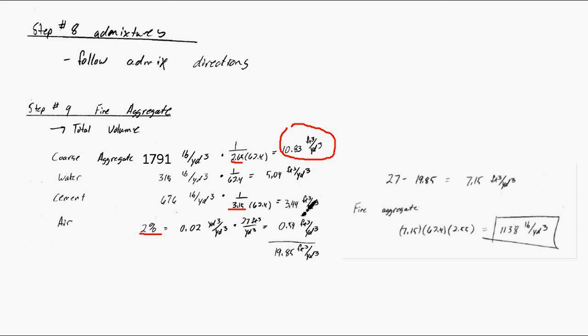We add all of these volumes per volume up and get 19.85 feet cubed per yard cubed. 1 cubic yard is 27 cubic feet, so we take 27 cubic feet minus the 19.85 feet cubed per yard cubed, and we find that we need 7.15 feet cubed per yard cubed of fine aggregate. We can get the weight per cubic yard by taking that 7.15, multiplying it by the density of water and the specific gravity of the sand, and we find that we need 1,138 pounds per cubic yard of fine aggregate.